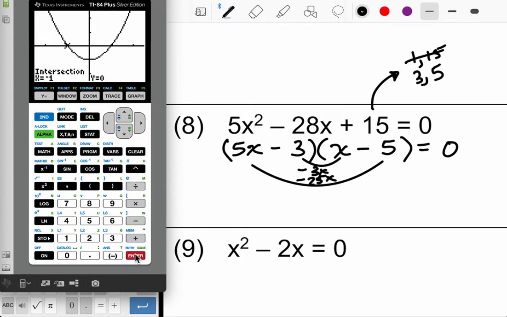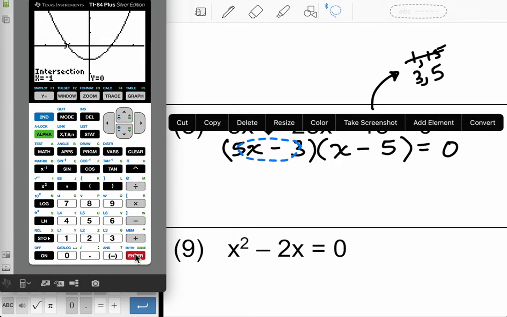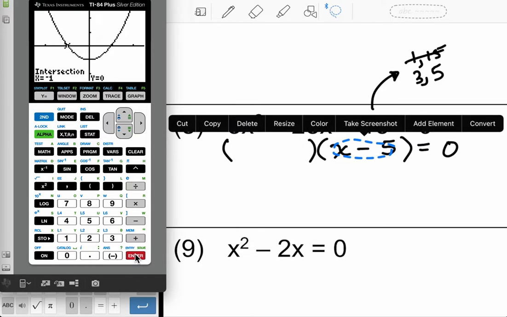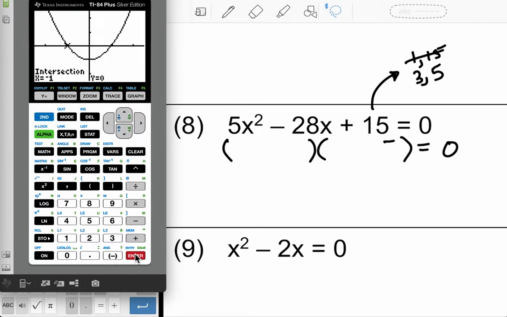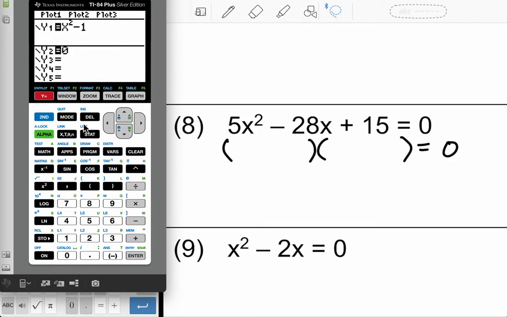But let's say I went through all of my different possibilities and I just couldn't figure it out. I tried everything that I could think of, which means that I missed something along the way. Now, that doesn't mean you have to get it wrong. You just go to the calculator.